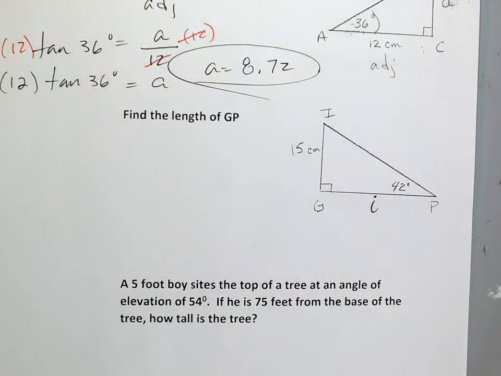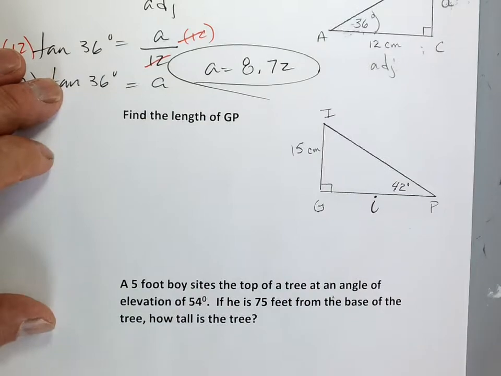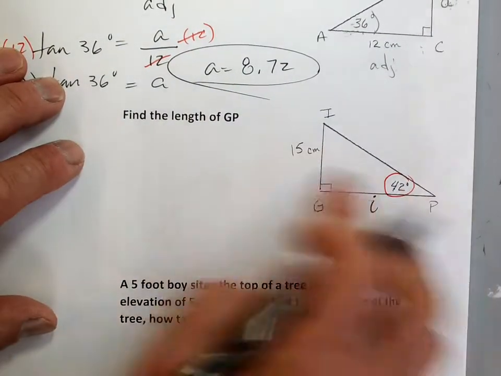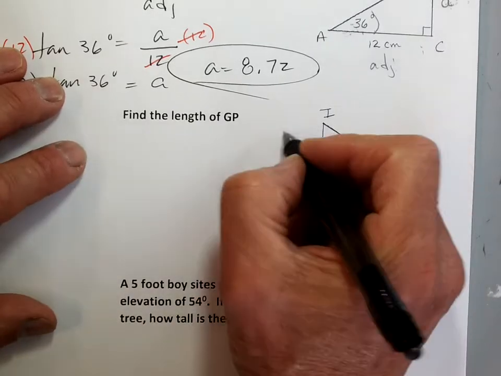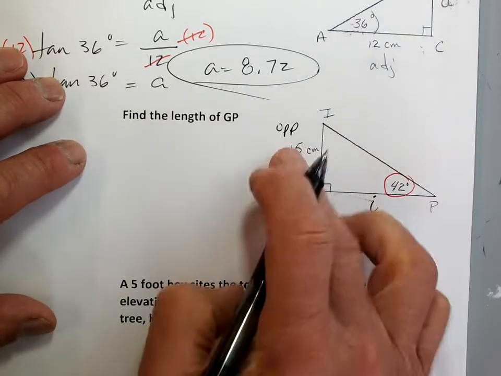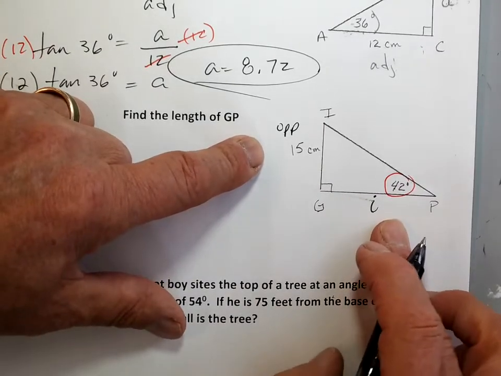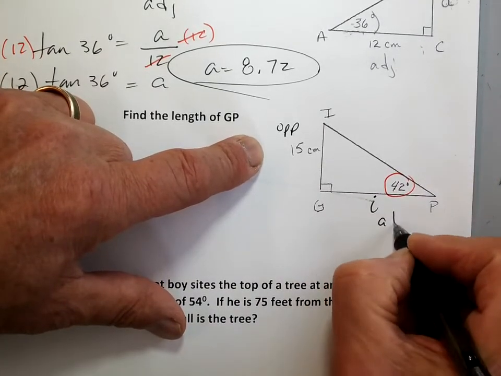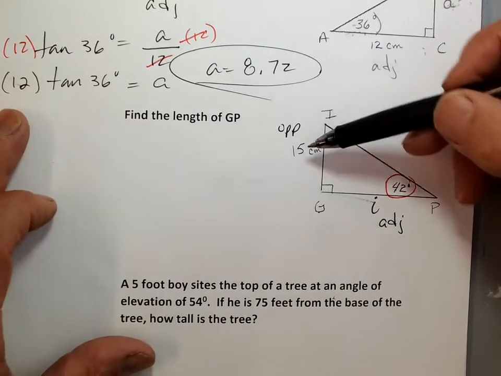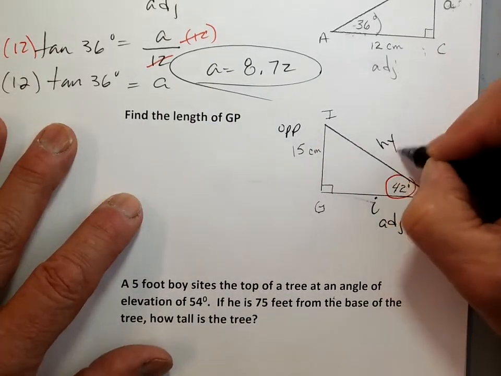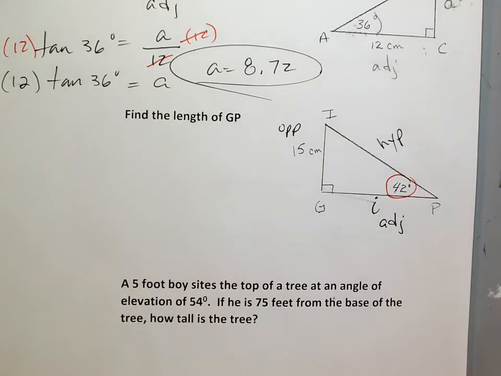Again, let's look at my angle. Here's my angle. My angle is 42 degrees. My 15 is my opposite side, and my unknown, my GP, which we call little I, is my adjacent side. Opposite because I throw the rock to the opposite side. Adjacent because it's next to it, and this already has a name called the hypotenuse. The hypotenuse is always opposite of 90.